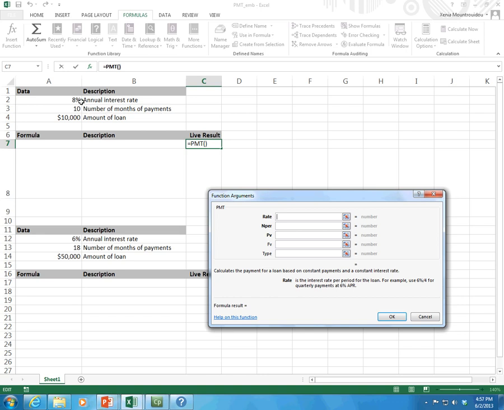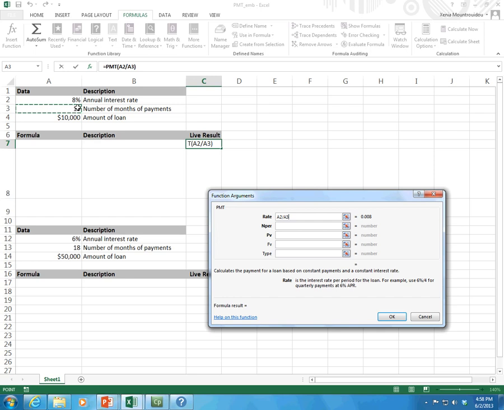So my annual interest is 8%, but the interest for every payment period is not 8%. It's 8 divided by the total number of monthly payments. So it's going to be A2 divided by A3, because this is the number of payments that I have to pay during a year. So I don't pay for every payment period 8%. I spread the interest rate towards my total yearly payments.